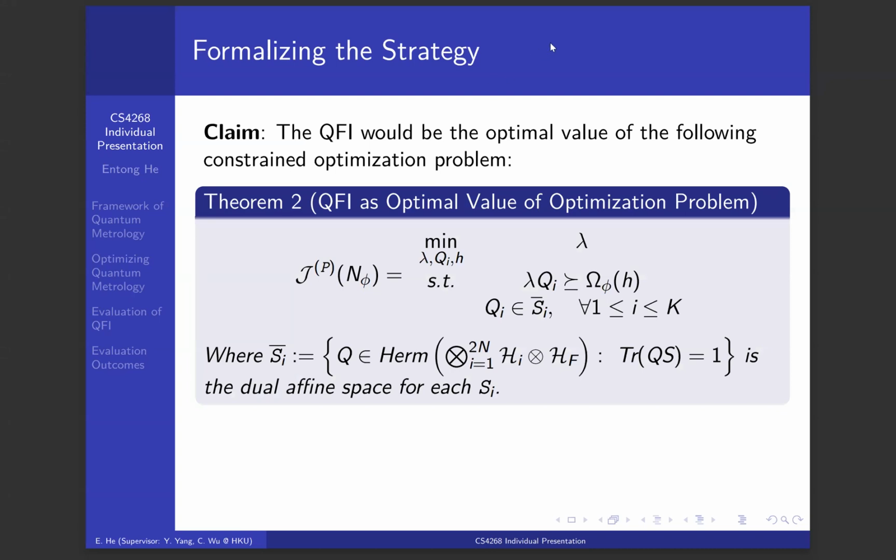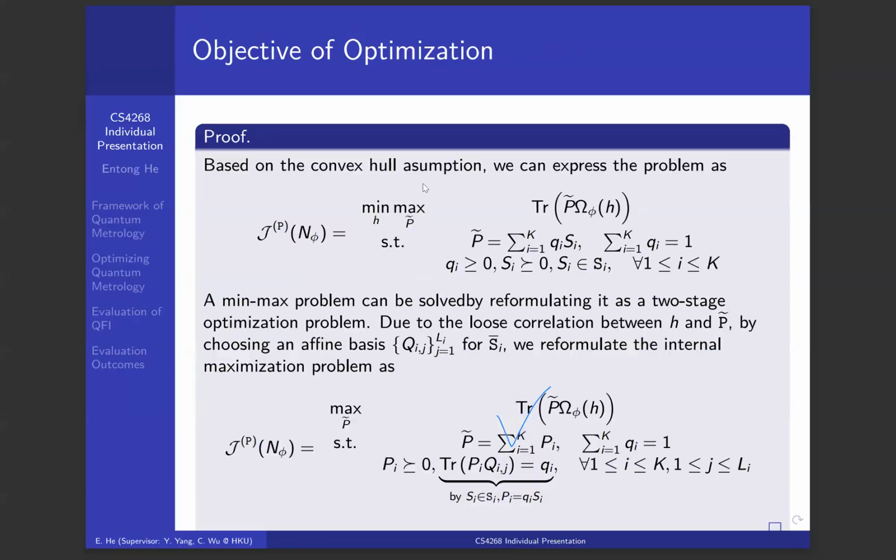So the QFI will be the optimal value of the following constrained optimization problem. This is a theorem, and let's have a proof sketch of this one. Due to the loose correlation between H and P, for the first and second stage of optimization, the variables H and P tilde are not that correlated. So we can start by fixing H and solving the internal maximization problem, and then we optimize with respect to H on the optimal solution.